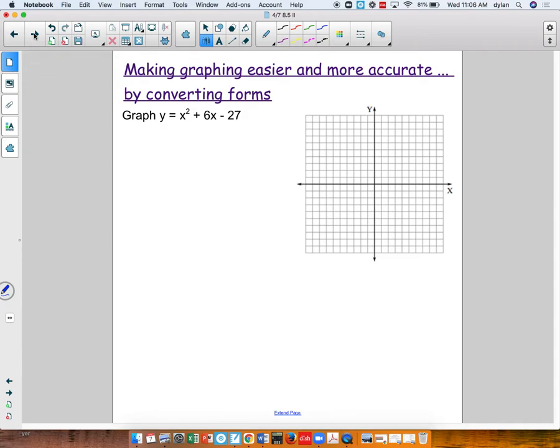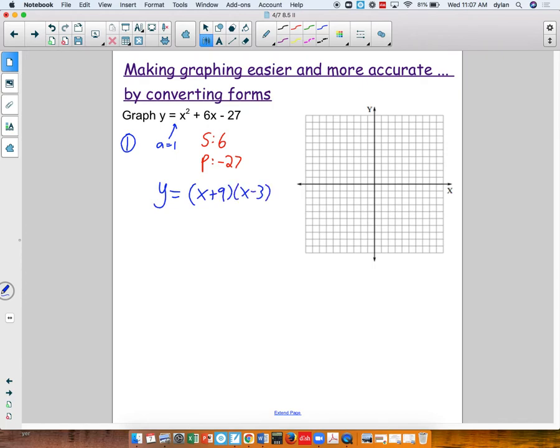All right, so the first thing I'm going to do is convert to factored form. So step one, convert to factored form. In this case, we are in standard form, and our a term equals 1. So that means I can use the sum and product method. My sum has to be 6 and my product has to be negative 27. So I need two numbers that multiply to negative 27 but add to 6, which in this case is 9 and negative 3. So my new factored form would just be x plus 9 times x minus 3.